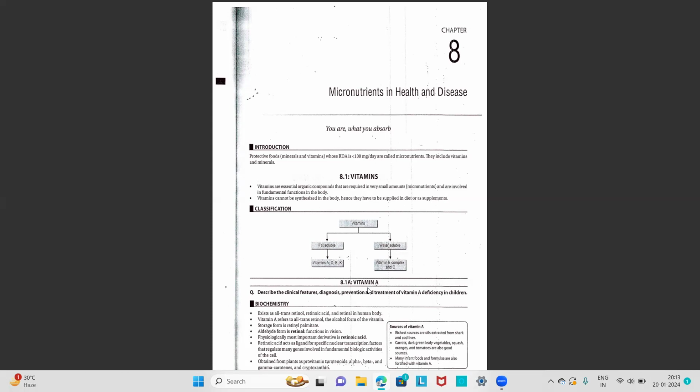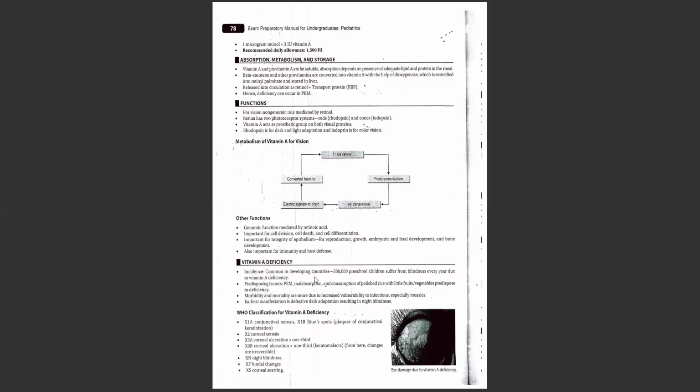Vitamin A is obtained from plants as provitamin carotenoids: alpha, beta, and gamma carotenes, and cryptoxanthin. The richest sources of vitamin A are the oils extracted from shark and cod liver. Carrots, dark green leafy vegetables, squash, oranges, and tomatoes are also good sources. Many infant foods and formula are also fortified with vitamin A. So these are the sources of vitamin A. The recommended daily allowance for vitamin A is 1,500 international units.